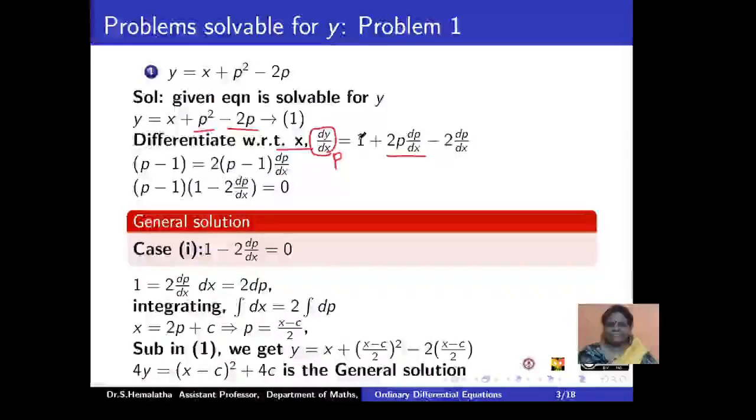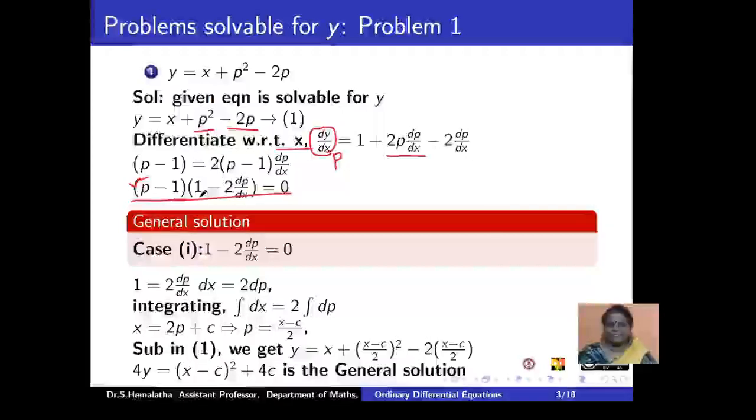Again, replace this dy by dx with the small p term. So you can rewrite this on the left side as p minus 1. When you pull out a 2 common on the right side also, you get 2 times (p minus 1) dp by dx. So we see that p minus 1 is a common factor in both. So we bring it to a single-side equation of this kind, put in a factored form with a differential or p component. Now this factor p minus 1, which doesn't involve any differential term, will give you a singular solution, whereas the other will give you the general solution.